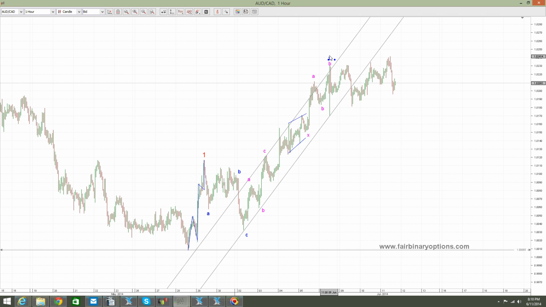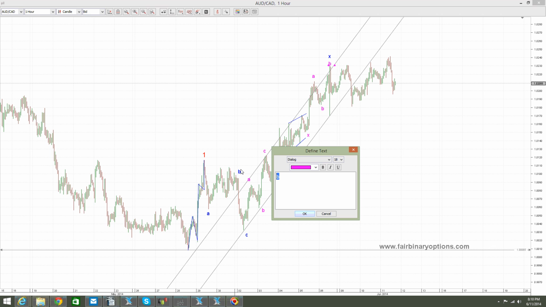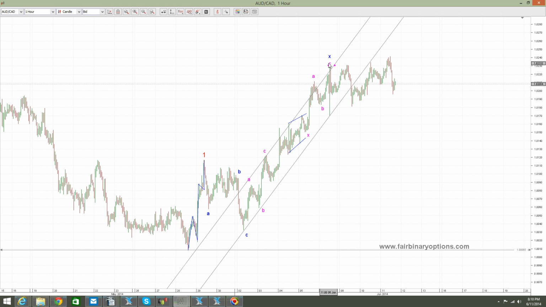Now, what is the problem with this pattern? The problem with this pattern is that the thrust of the triangle needs to go more than 161.8 when compared with the longest wave, but the longest wave here in this A, B, C is this one here, and either this is ABCX, ABCX, and then the triple zigzag most likely in this case. This is why I hesitated, because the market was doing something that was not, let's say, fitting.